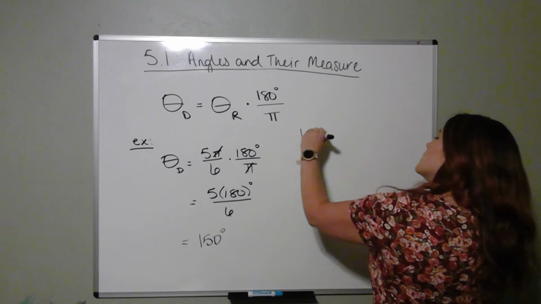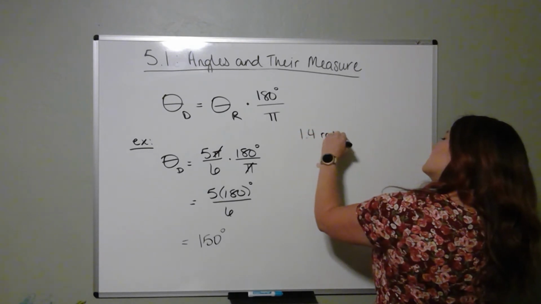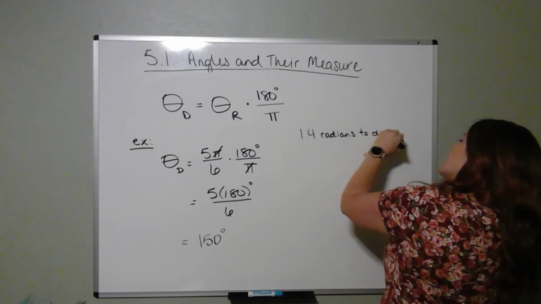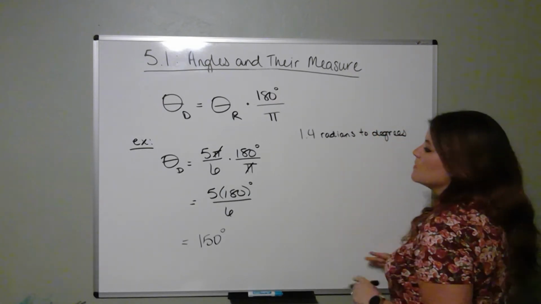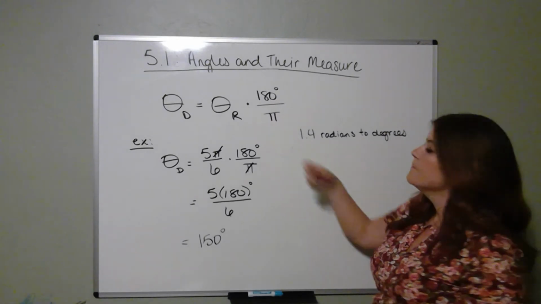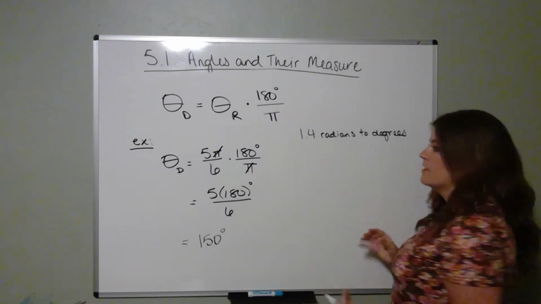So I want to take 1.4 radians and I want to convert it to degrees. No matter what your measure looks like, you still use the same formula. Sometimes it's just messier than others.